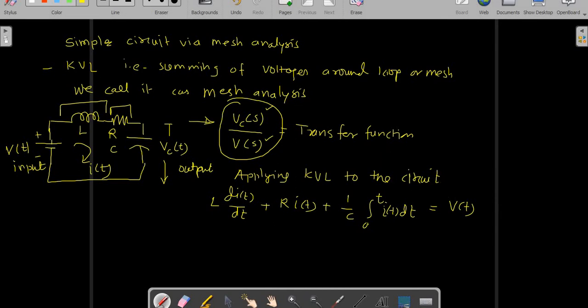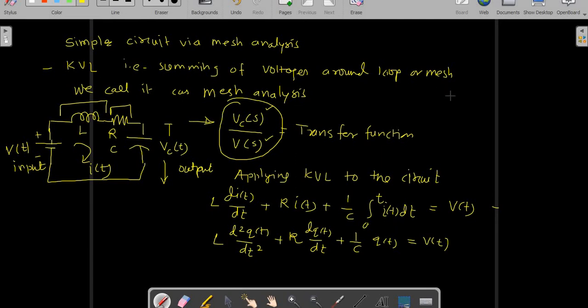Now this is the voltage-current relation. If I use charge instead of current, with the relation that we know for charge and current, I can write L d²q(t)/dt² + R dq(t)/dt + (1/C) q(t) = V(t).